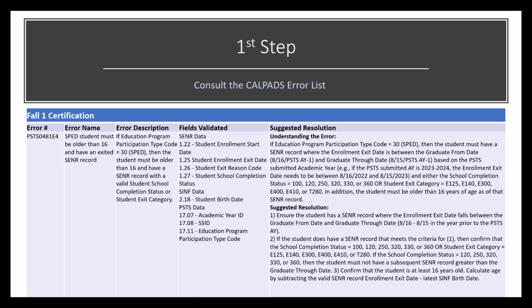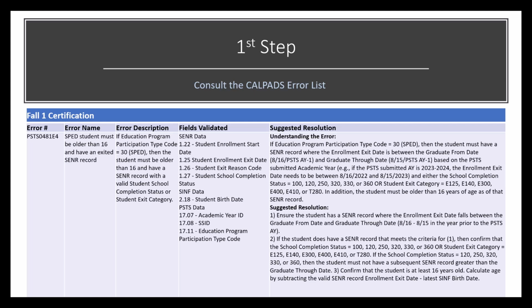Ensure the student's enrollment record where the exit date falls between the graduation date and the graduation through date. If the student does have an SENR record that meets the criteria of 1, then confirm the completion status or the student exit category code. If the completion status is terminal, 120, 250, 320, 330, or 360, the student must not have a subsequent SENR record. Confirm that the student is at least 16 years old at time of exit.